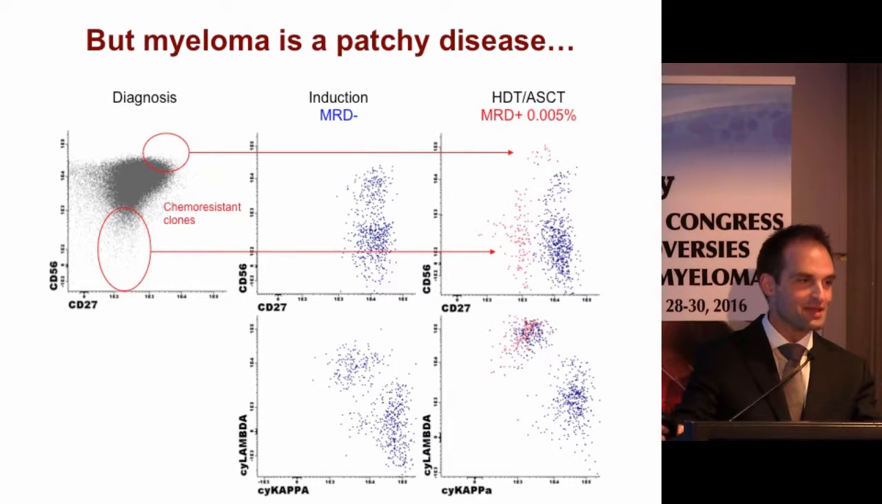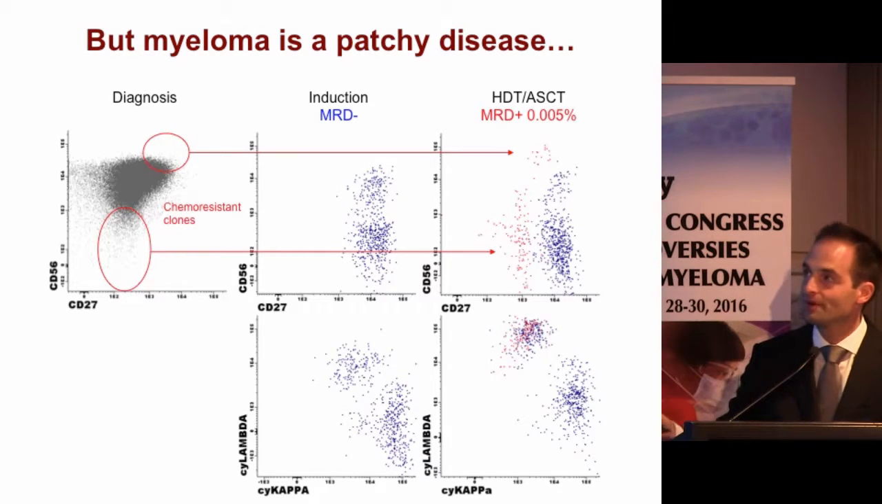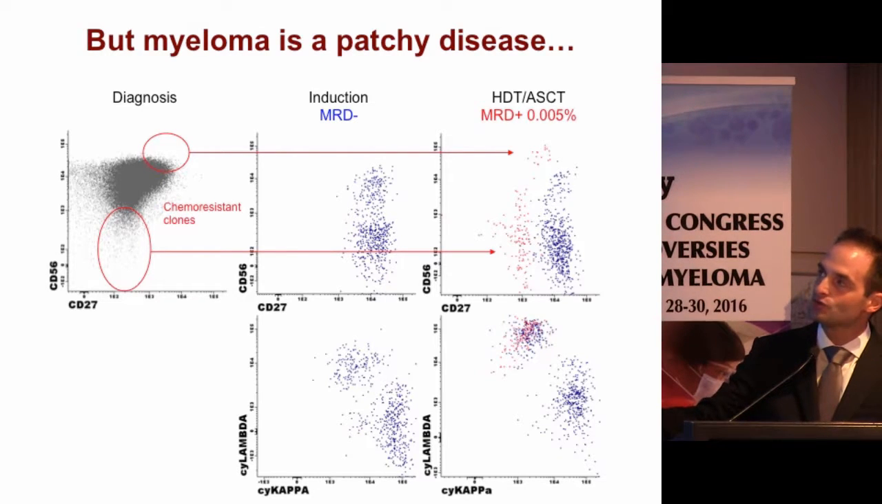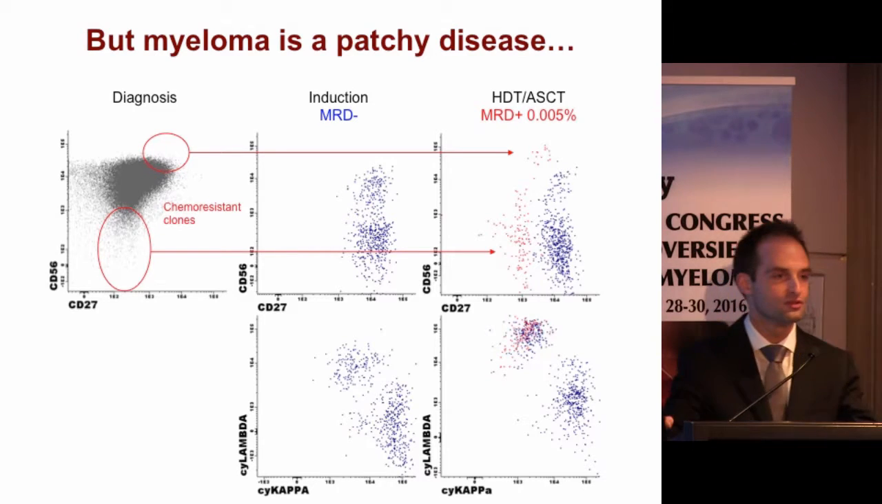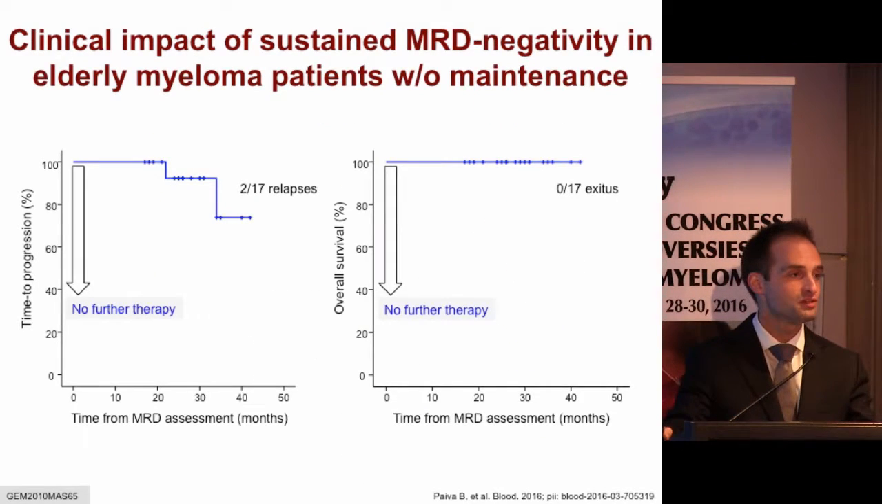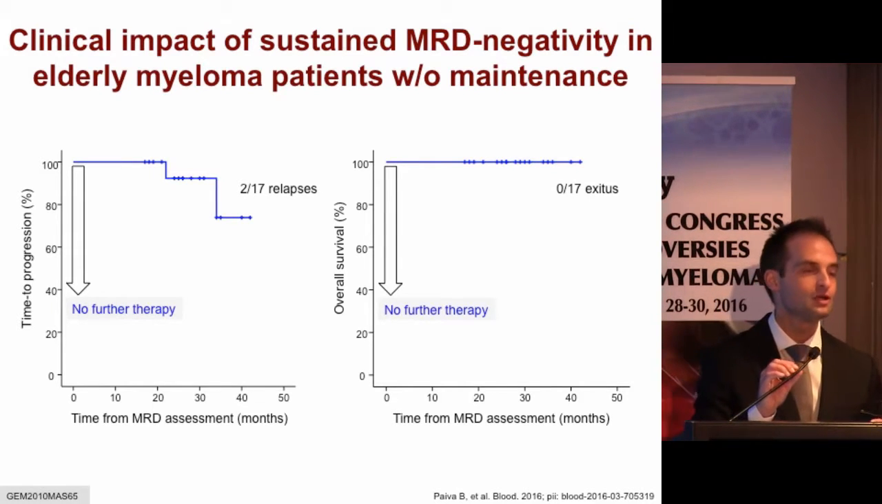However, as many in the room are well aware and have mentioned plenty of times throughout the last years, myeloma is a patchy disease. And this is an example of a patient that was MRD negative after induction, and as you can see, after high-dose therapy, there is the emergence of 2 well-defined chemoresistant clones with a lambda light chain restriction. This is a limitation that applies both for flow and for sequencing. How can we overcome this limitation? We believe there are 2 approaches, most likely complementary.